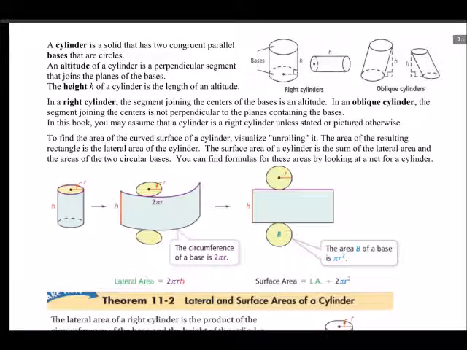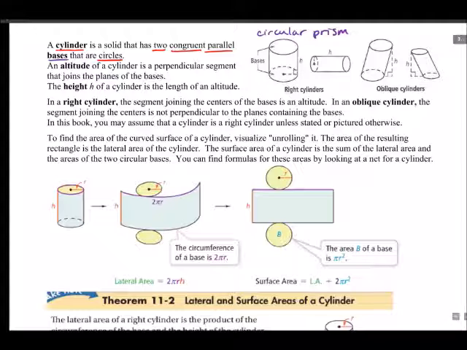That brings us to the next portion of our lesson, and that is cylinders. So let's start with some vocabulary here. A cylinder is a solid that has 2 congruent parallel bases. Sound familiar? That are circles. So this is simply a circular prism. But we know how special circles are. Circular prisms are called cylinders.